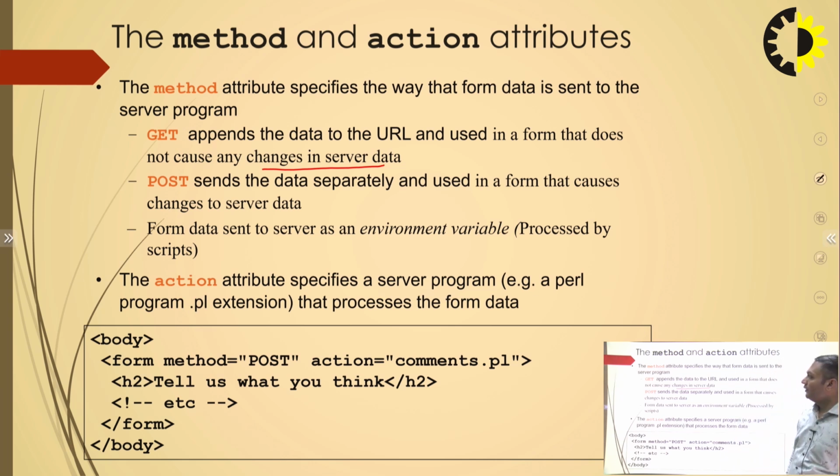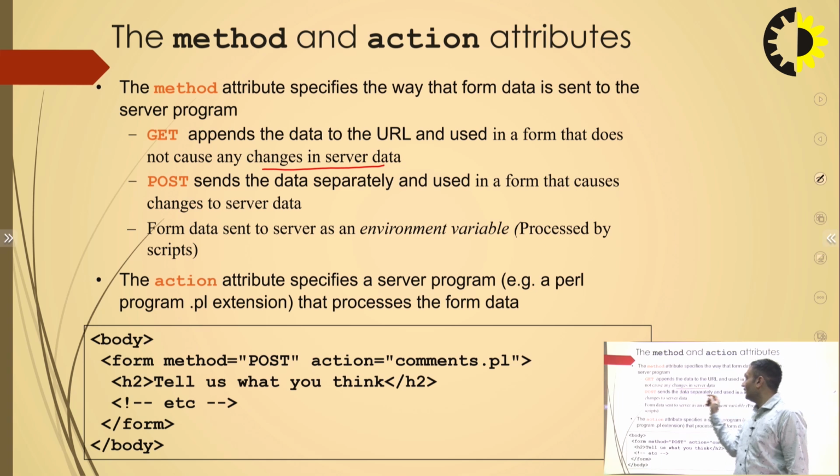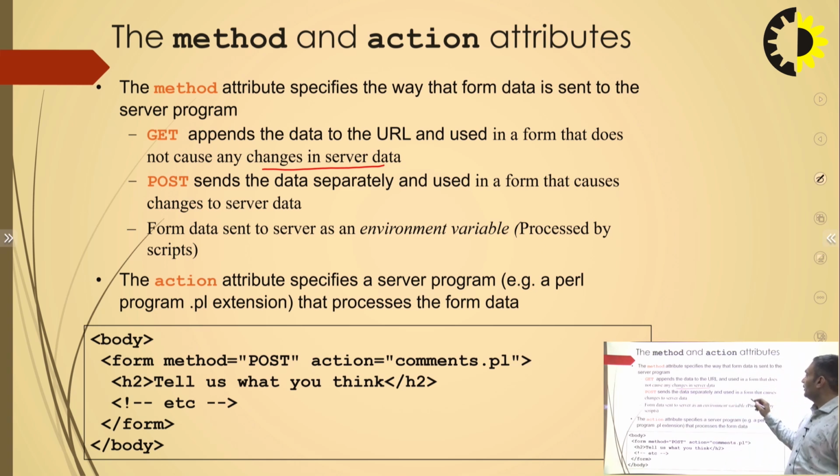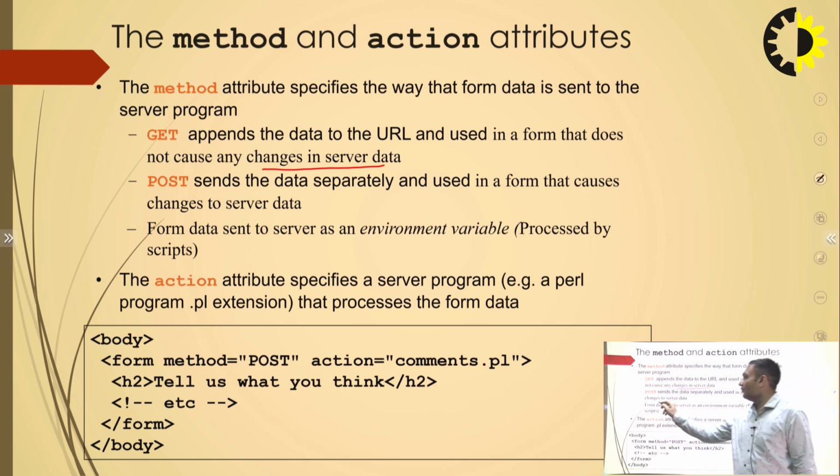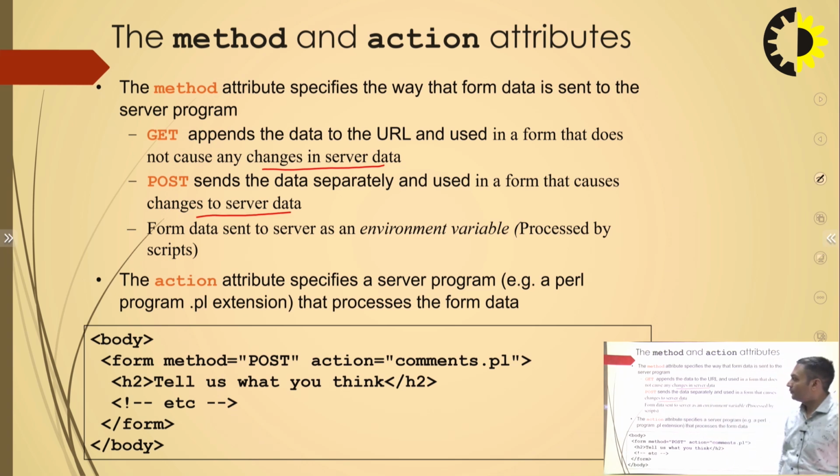If we are using post, it sends the data separately and is used in forms that cause changes to the server. So we can use either get or post. Post may be treated as secure because it doesn't display the data in the URL, and it can also take a large amount of data. Another possible attribute on forms is the action attribute. The action attribute specifies a server program that processes the form data.